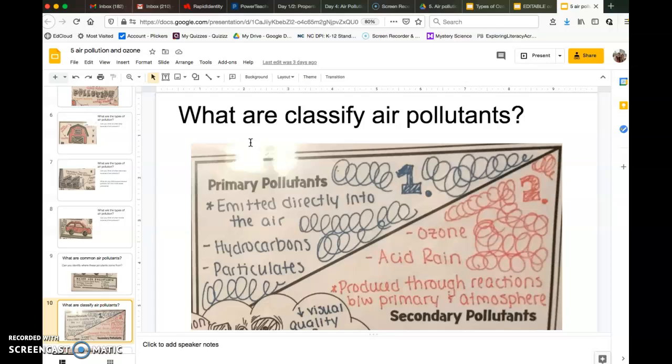Our examples of those are ozone and acid rain. Let's talk about acid rain for a second. Remember, acid rain happens when sulfur dioxide mixes with water vapor, or that condensed water. Actually, it is a liquid at this point.